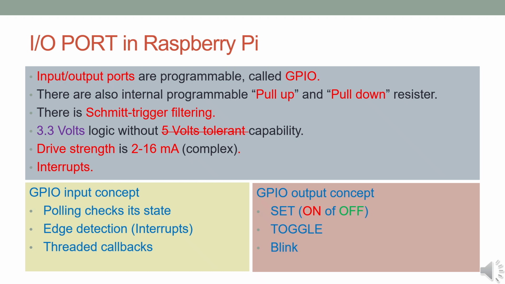Schmitt-trigger circuitry. The GPIO pins on Raspberry Pi also include Schmitt-trigger inputs to help filter out signal noise and debounce input, making them more reliable for reading button presses or other noisy signals.